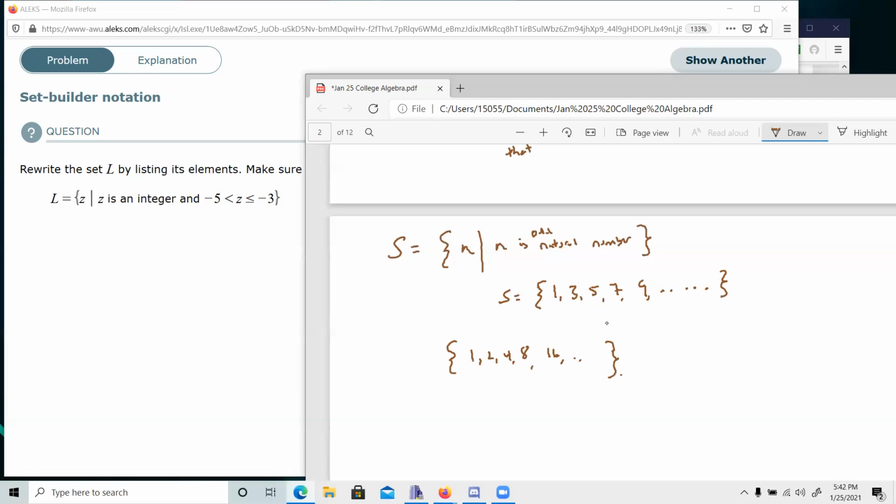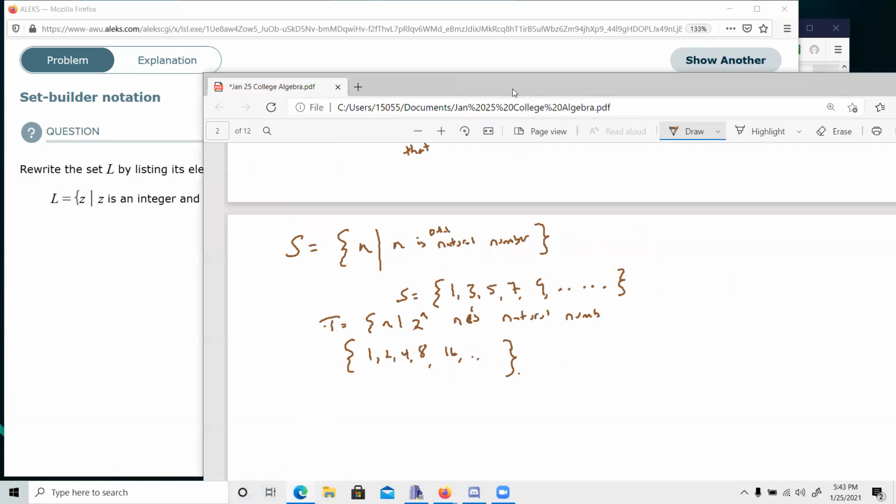Okay. So how do I write this? I write this as 2's, I guess, such that 2 to the n, n is, I will say, a whole number. So I put 1 in there. We'll say a whole number. Tell you what. Okay, and then we will write that down.